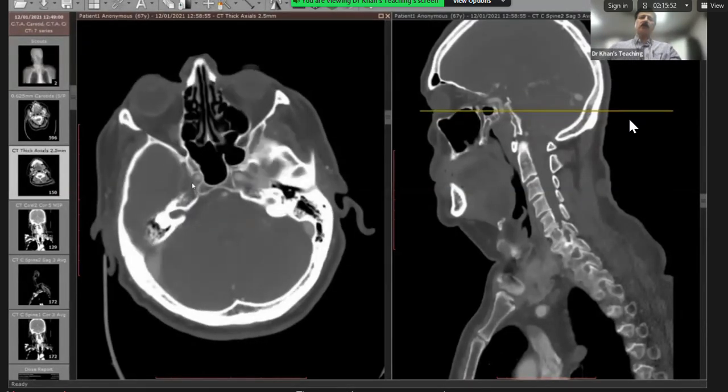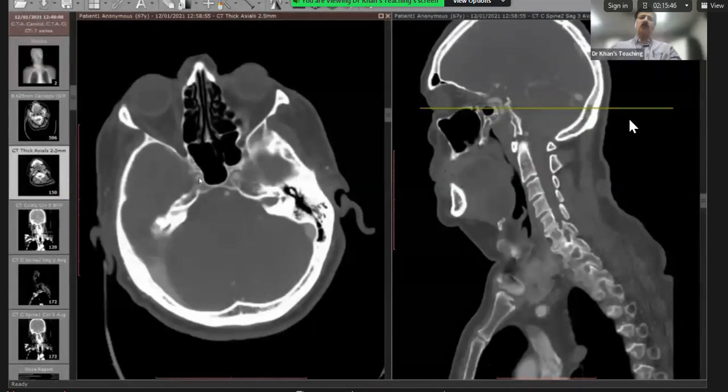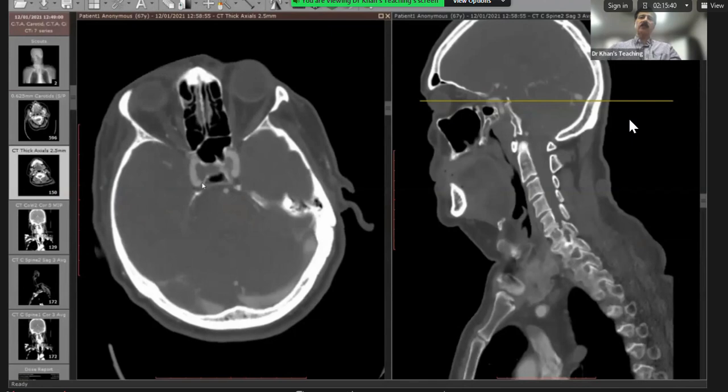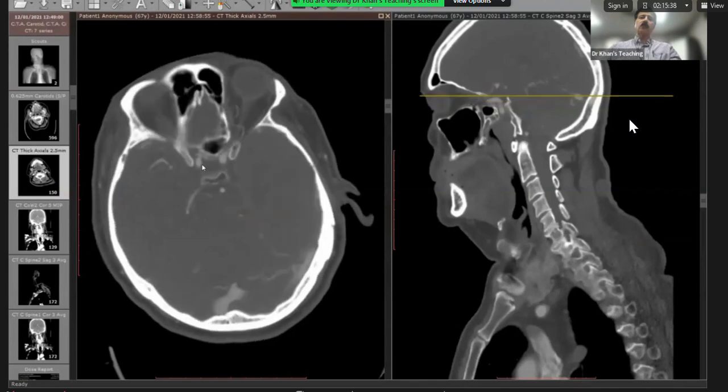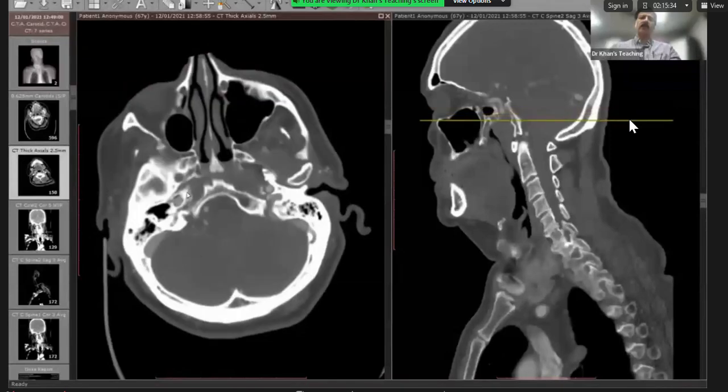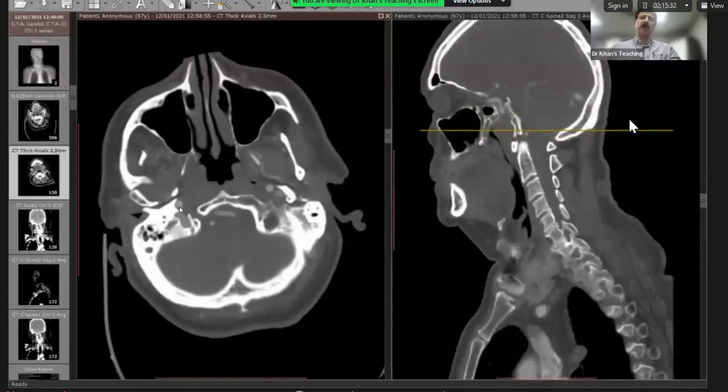Here, it is passing superior to the level of the foramen lacerum. And here, it is going into the cavernous portion, the cavernous sinus. And of course, then there is the supraclinoid portion. That's not part of our mandate today. We are just interested in the carotid canal.